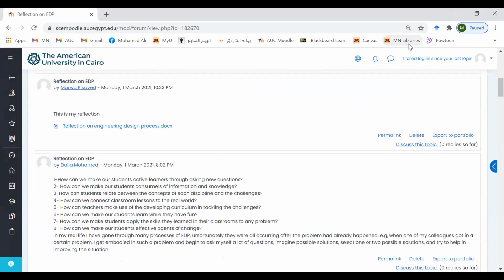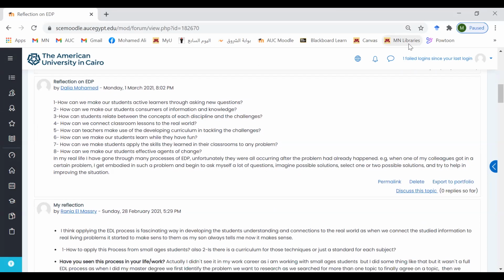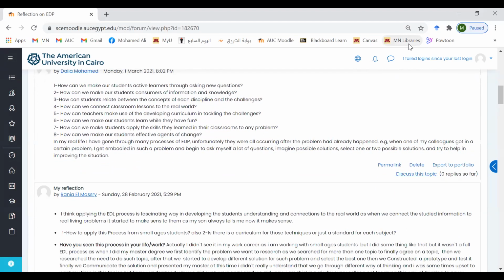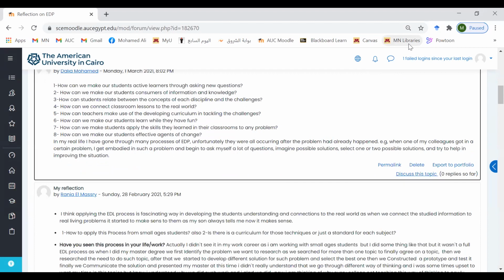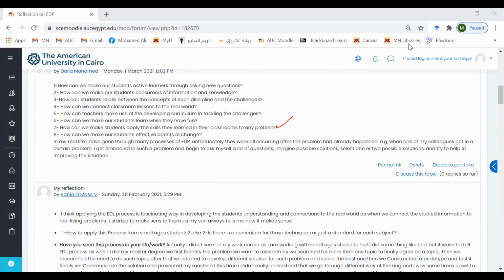So I'm going now through the questions. Here we have Dalia, who has written 8 questions. One of those questions is, how can we make students apply the skills they learn in the classroom to any problem? Who can answer this question, maybe based on our discussion today? Yes. I think if they learn the map, the EDP map, they can do this. They can apply the skill.